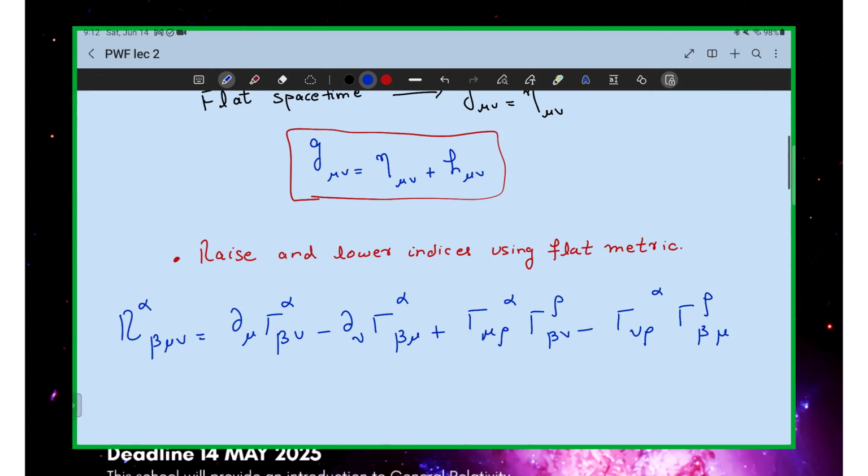But if you have a small amount of matter, a small amount of energy in space-time, then the space-time will diverge from being flat. So we are just assuming that the amount of energy present in space-time is not big. So that answers your question.